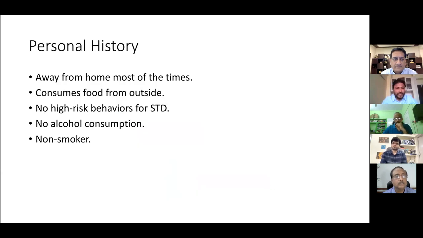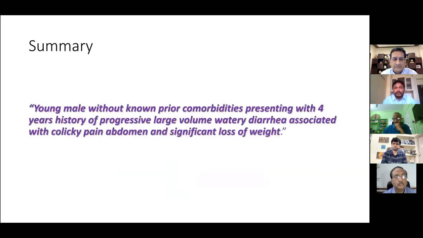In personal history, as I said, he is most of the time away from home. He consumes meals from hotels. He has no high-risk behavior for STDs. He is not an alcohol consumer, nor a smoker. Now, to summarize the history: a young male without any prior comorbidities, presenting with a 4-year history of progressive large volume watery diarrhea, associated with colicky abdominal pain and significant loss of weight.